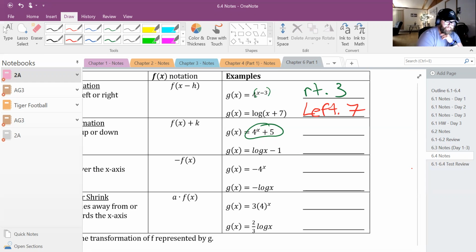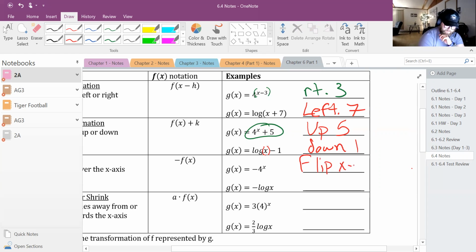Okay, so remember, it's outside the parentheses. It's not in the exponent. So this is up 5 for vertical. This is down 1. You would see this if it's in the parentheses. It's not. Okay, so the parentheses are actually here. So this is down 1 because it's outside the parentheses. Okay, next, reflection, stick a negative out in front. Like, come on. Flip x-axis. We've been doing this forever. X-axis.